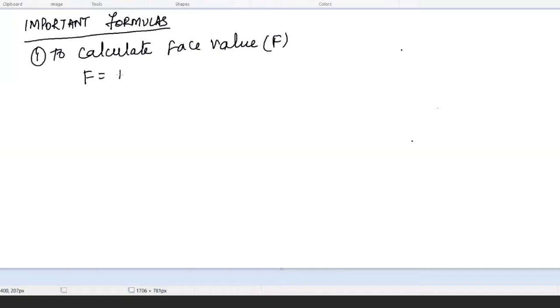F is equal to BD into TD divided by BG. Banker's discount into true discount divided by banker's gain. Whereas banker's gain, we know it is BD minus TD. Let us come to that a little later. So the first formula: face value F is equal to BD into TD divided by BG.